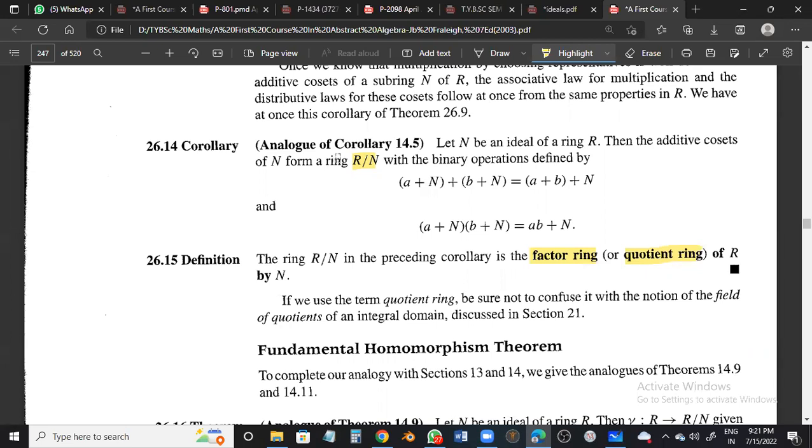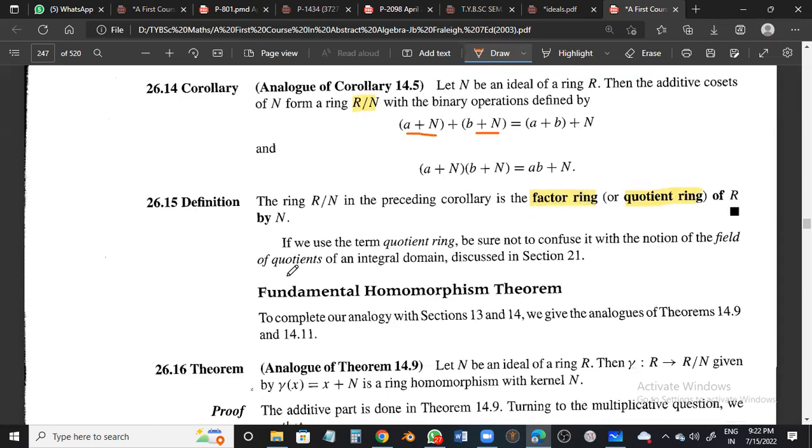How to define addition on the set of cosets? You take two cosets with you. This is your first coset, this is your second coset. How are you adding them? It is just the coset A plus B plus N. And to multiply them, in the same way, A into B plus N. With these operations, R by N becomes a factor ring along with these two operations. Followed the definition?